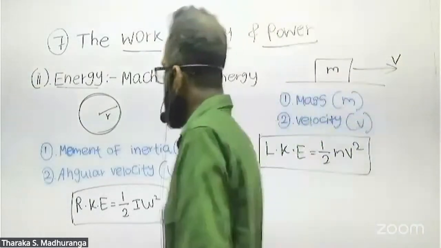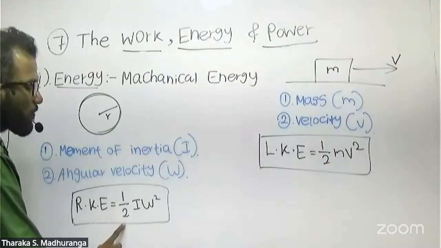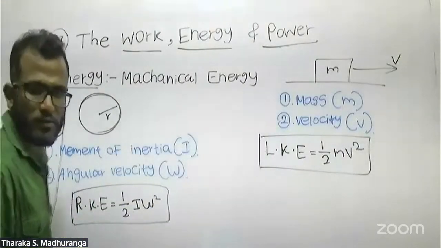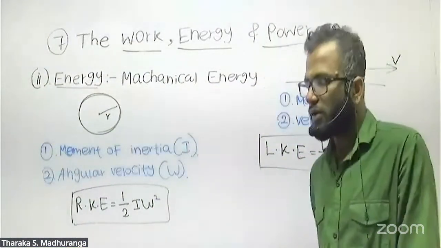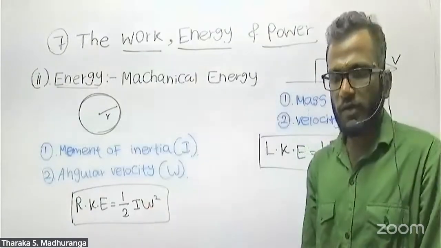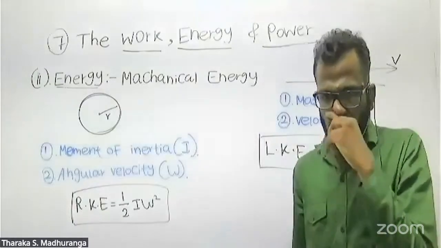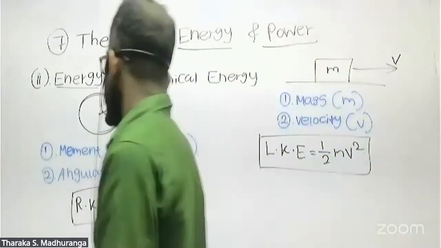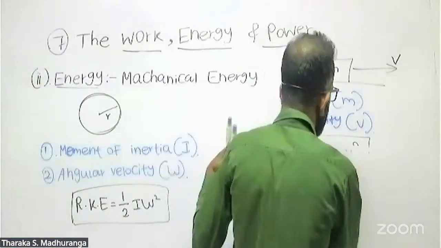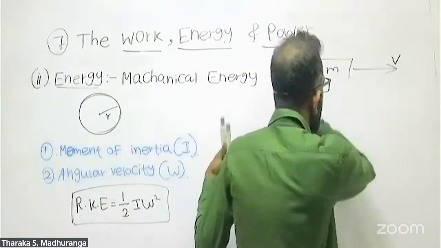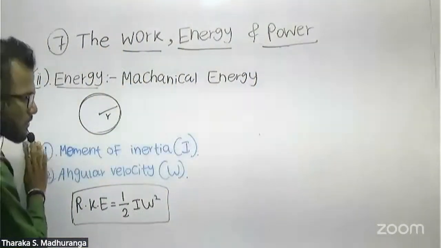Okay, now write down: rotational kinetic energy equals half I omega squared. Half I omega squared. Okay, now you have work.